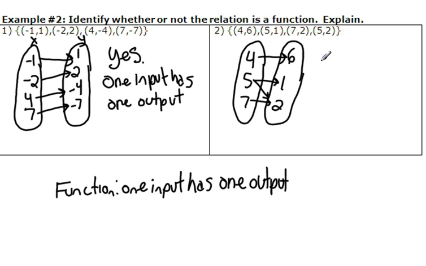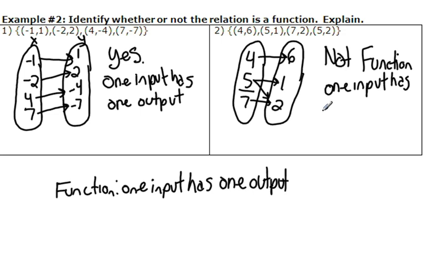Now this is not a function. The reason is because one of the inputs has more than one output, and that input is 5. You can see that the arrow 5 has an output of 1, 5 also has an output of 2. So since our x value goes to two different y values, it is not a function. So the way I would explain that is one input has two outputs.